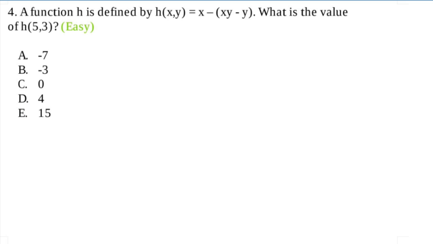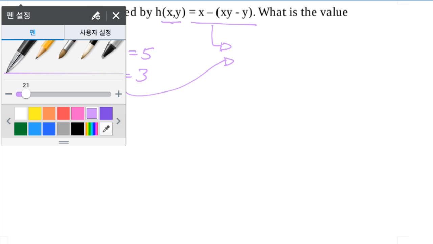Question number 4. A function h is defined by h of x comma y equals x minus x times y minus y. What is the value of h of 5 comma 3? This question is nothing but plugging in values. So from the question, we know that 5 is in the place of x, so x is going to be 5. And 3 is in the place of y, so y is going to be 3. And really all we have to do is use that equation and this value and plug in numbers.